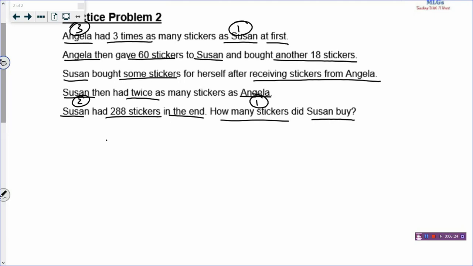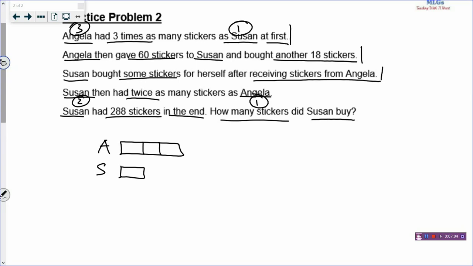So Angela had 3 times. So Angela had 3 boxes, and then Susan has one time. So you draw until here. And then Angela gave 60 to Susan, and then she bought another 18. So this sentence is a little hard to draw, right? So you are not sure how to draw. So what do we do? We don't draw, okay? We jump. And then Susan bought some stickers for herself after receiving stickers from Angela. If you're not sure how to draw, don't worry, jump, right? Anything you're not sure, just jump, okay? There will be something you can draw.